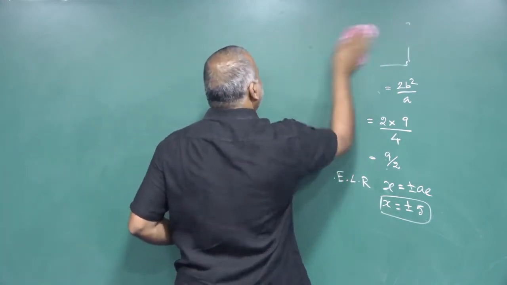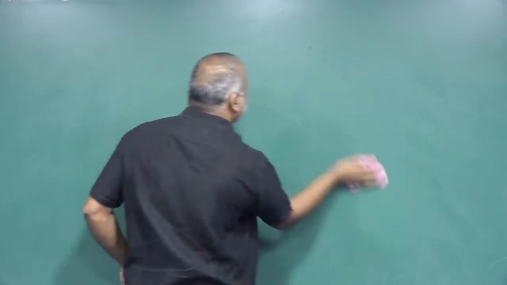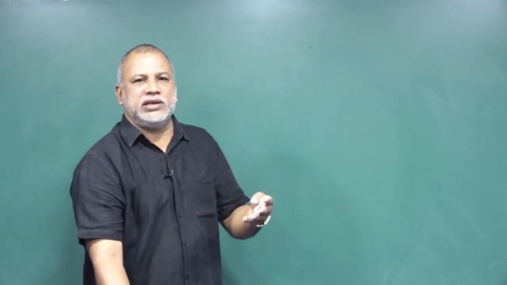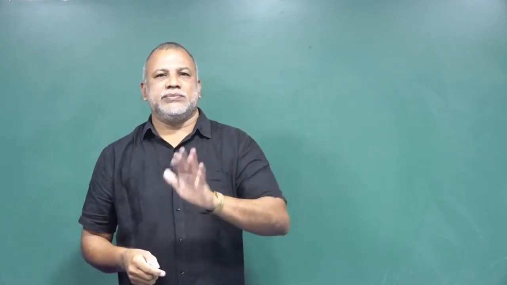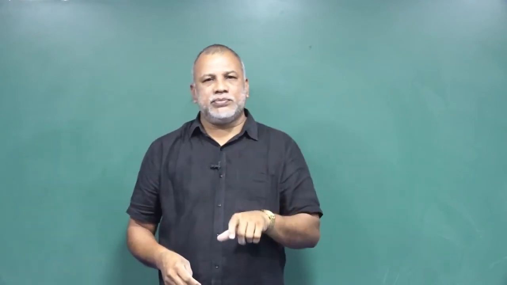Find the endpoints of the latus rectum. That may be asked in your one-mark questions, so I am already explaining. You are having 4 endpoints. Already we discussed L and L dash. It is in the positive side. So L and L dash are the endpoints of the latus rectum.